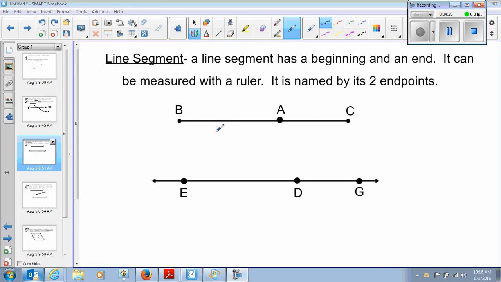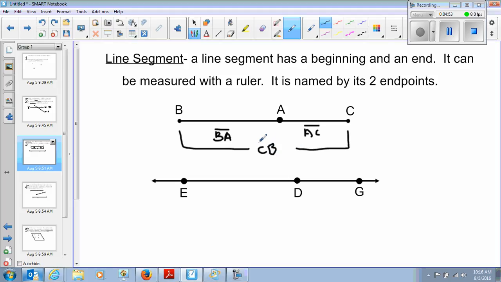There's line segment BA, which is just this line segment here. There's also line segment AC, or I could call that line segment CA, it doesn't matter. And then you see the big line segment here, which would be the whole thing, which we would call line segment BC, or actually we could even call it line segment CB. But usually we call it BC because we read left to right. However, it really doesn't matter. So there's your 3 line segments.